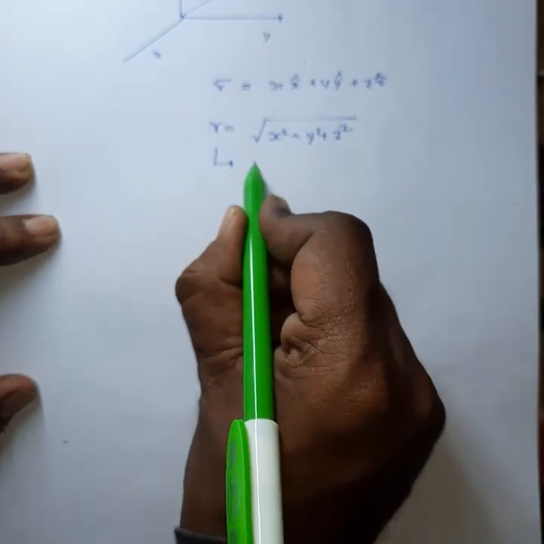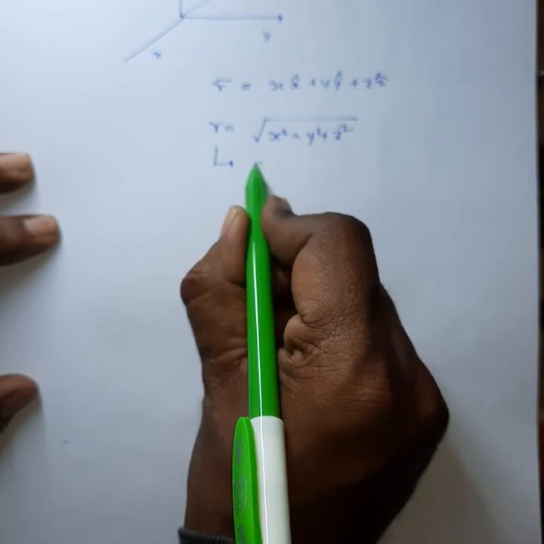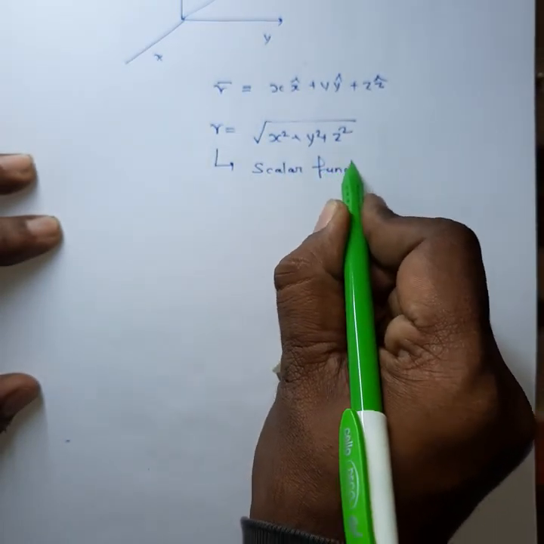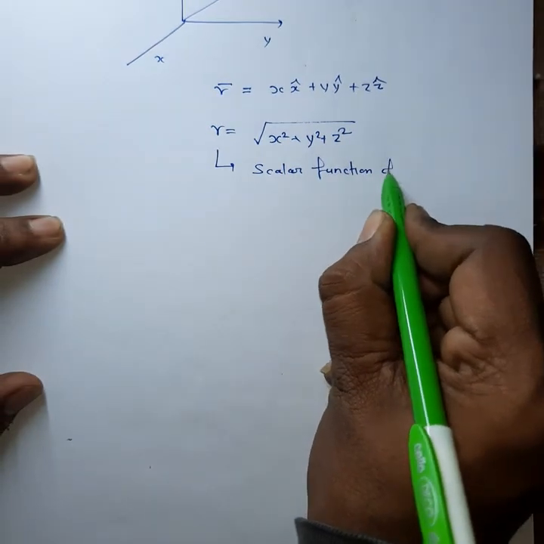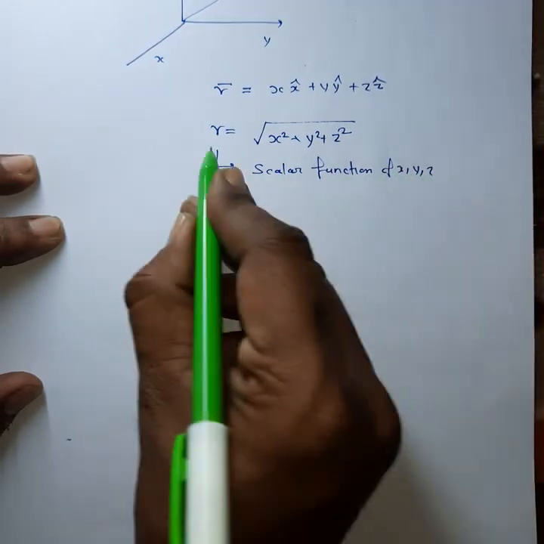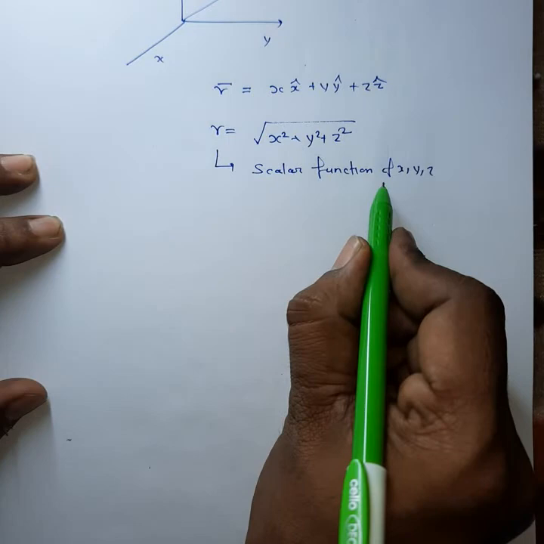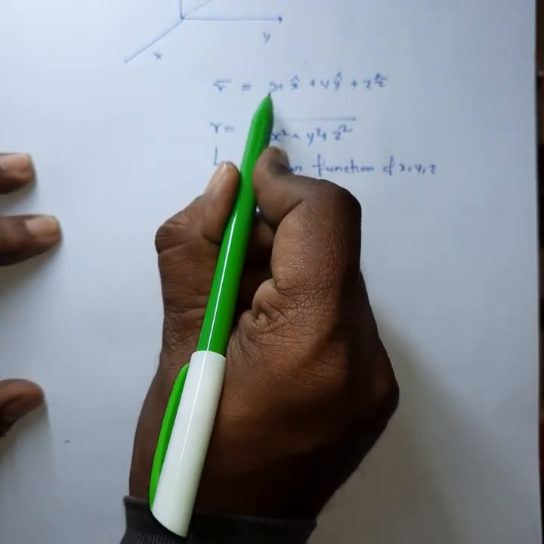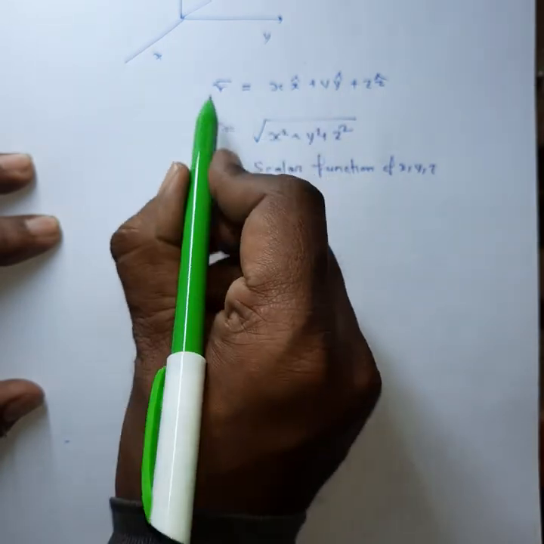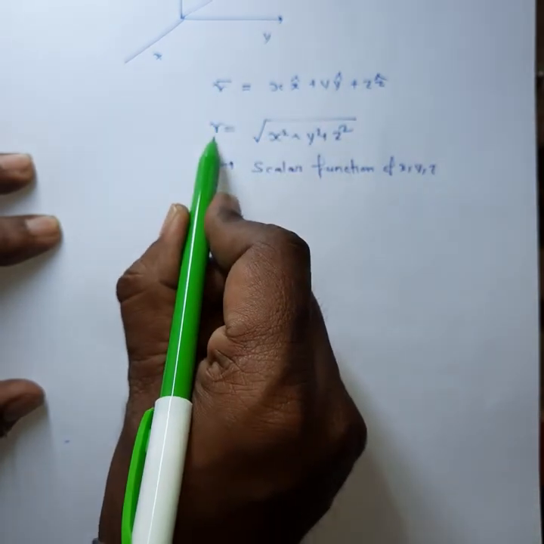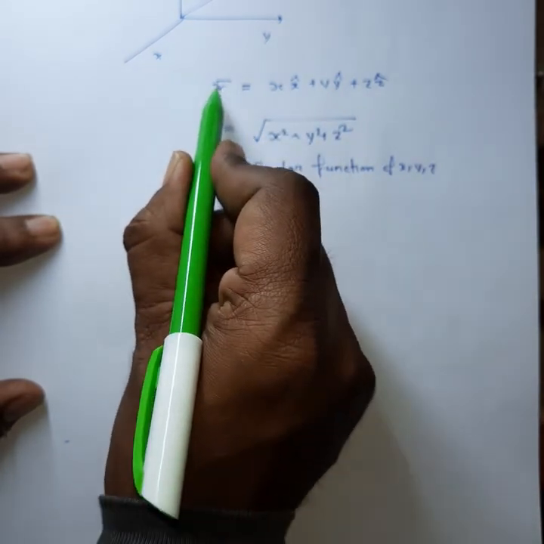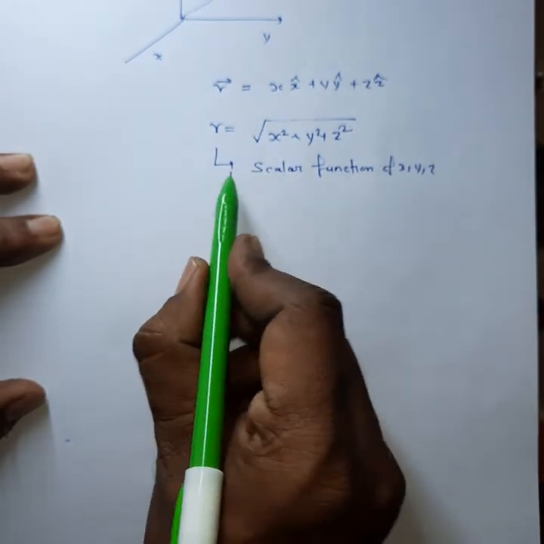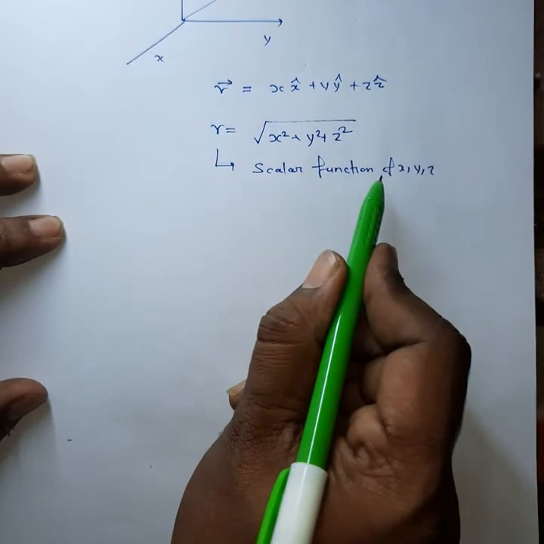Now r can be called a scalar function of x, y, z. So this r is a scalar function of x, y, z, and this r vector was a vector function of x, y, z. So this r vector was a vector, but this r is a scalar, that is the magnitude of the r vector. So this is the scalar function of x, y, z.